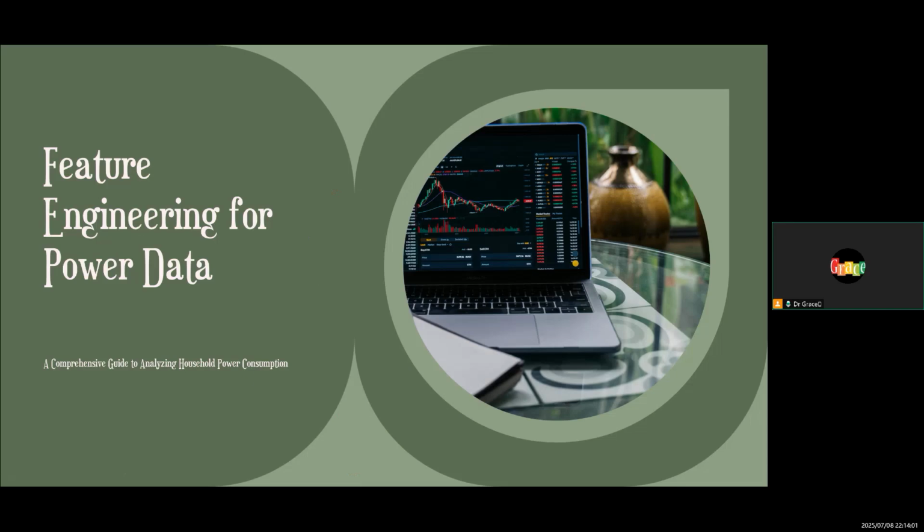So, join us on the topic today, feature engineering for power data. Remember, we are trying to use the energy data we've gotten from UCI, which can also be found in Kaggle. This is a comprehensive guide to analyze household power consumption. Let's proceed with what we have for today.